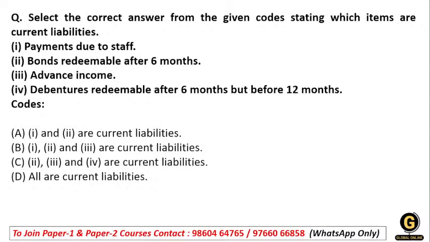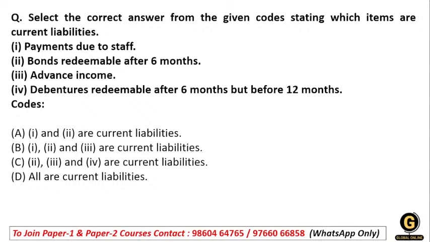Okay, now moving on to the next question. Select the correct answer from the given codes: which items are current liabilities? Option A, payment due to staff. Then option B, bond redeemable after 6 months, advance income, and debentures redeemable after 6 months but before 12 months. So what is the correct answer when we are talking about items related to current liability?